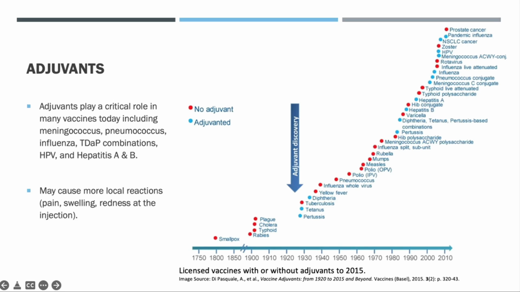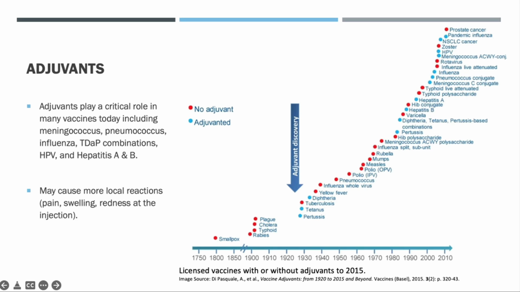For a little modern day context of adjuvants, they're a very critical component of many of the vaccines we use today, including meningococcus, pneumococcus, influenza. Of course, we talked about tetanus and diphtheria, HPV and hepatitis A and B vaccines, all the way up, including some more experimental vaccines today. These can cause some more localized reactions because of that stronger immune response, with some localized pain, swelling, and redness at the site of injection.